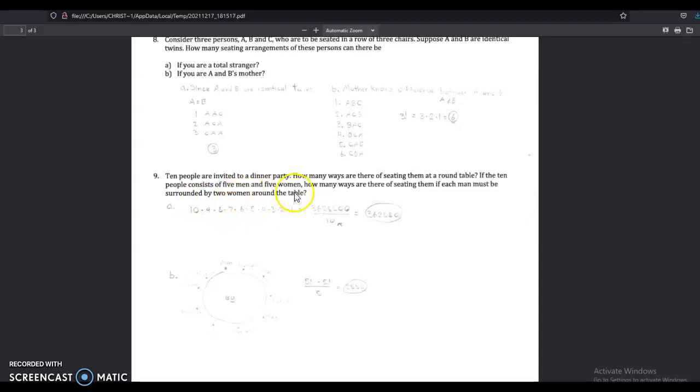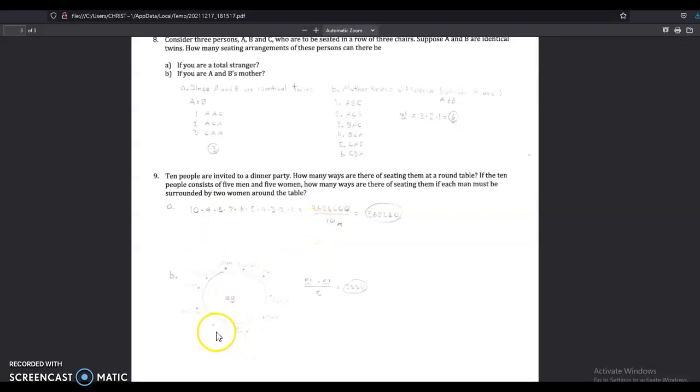So 10 times 9 times 8 times 7 times 6 times 5 times 4 times 3 times 2 times 1 is equal to 3,628,800. You divide that by 10 again because of the amount of people in the group. You get 362,880 different possibilities. So for B, I drew this diagram.